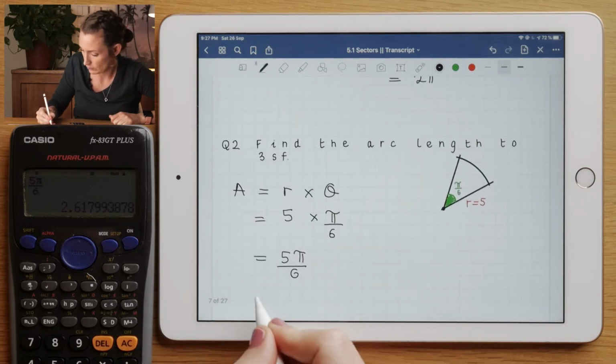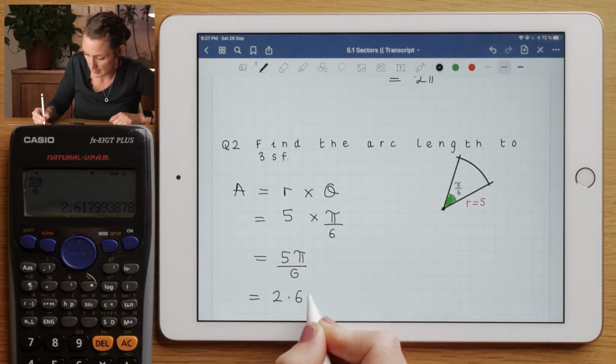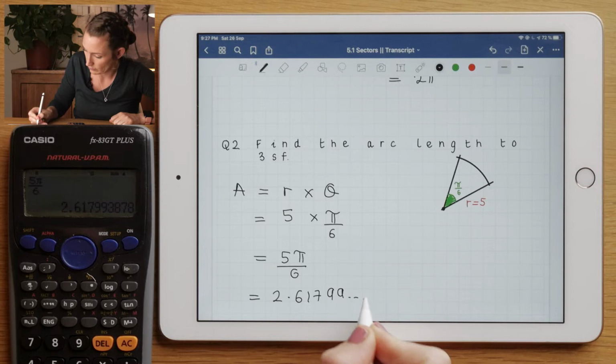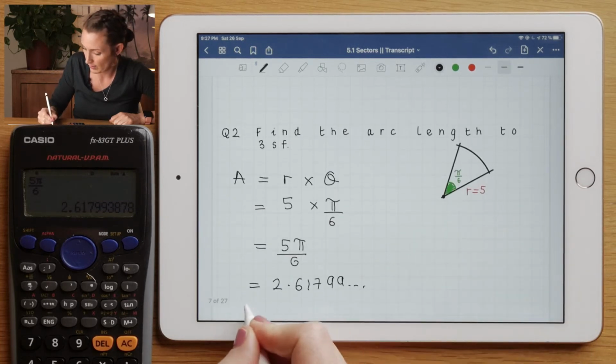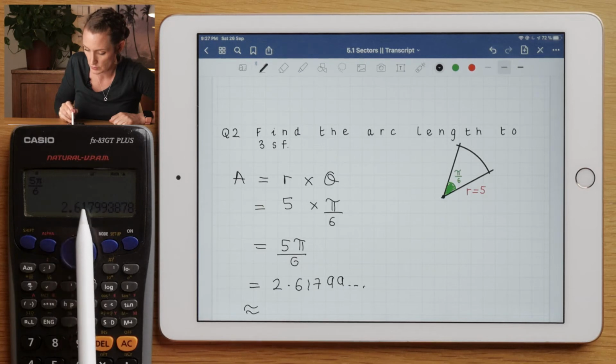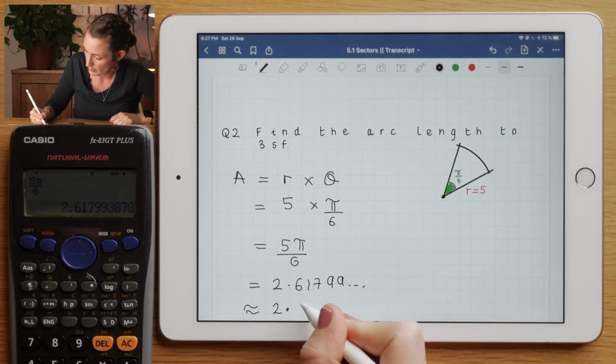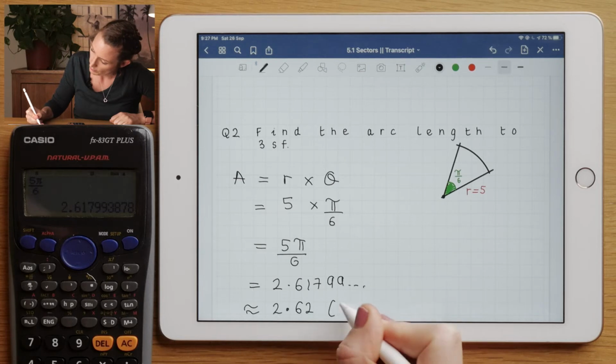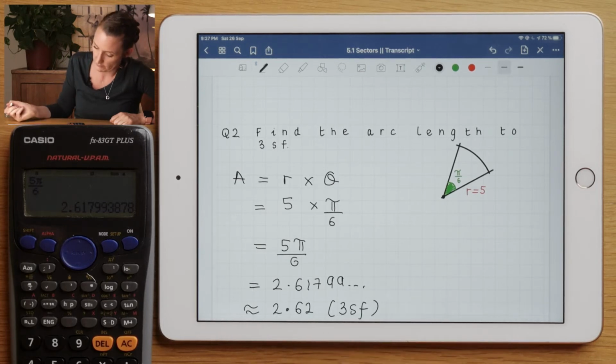So that's equal to 2.61799... And then on the last line, we're going to round it to the required degree of accuracy, which is 3 significant figures. So 1, 2, 3. So it's 2.62 when we round to 3 significant figures.